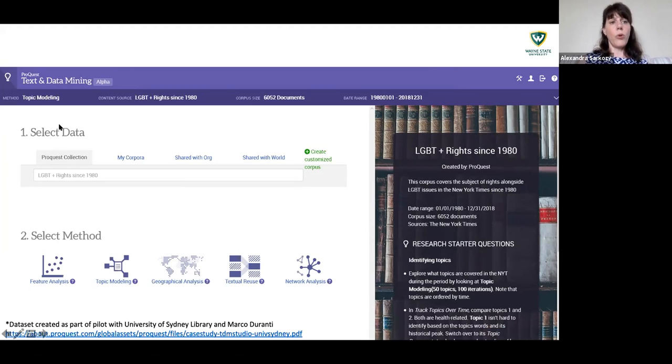And so in the TDM Studio Alpha edition that I was using, there were several different methods of analysis that you could apply to the corpus that you chose. And I chose topic modeling because topic modeling is probably the most intuitive text and data mining technique. And it is also one that lends itself to discussion and visualization.